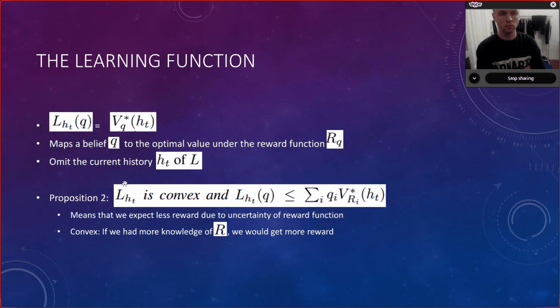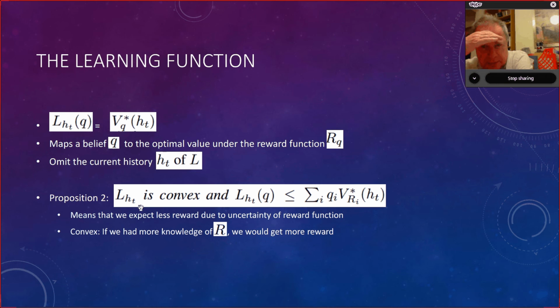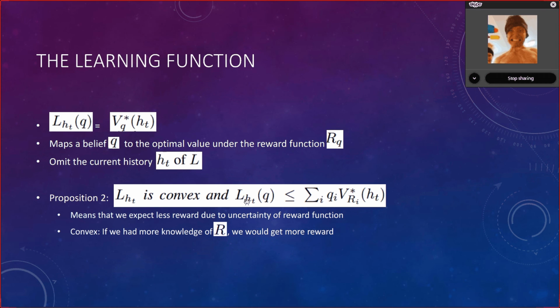I'll talk a bit more about this learning function because Stuart Armstrong and Jan Leike make two claims about it, which they don't give any proof for, and I think they probably should have a proof. They're just stating it, but they are reasonably intuitive and possible to understand. The two claims are that it's convex and that the learning function is less than or equal to the sum of all the optimal policies.